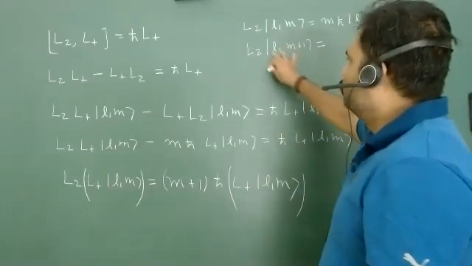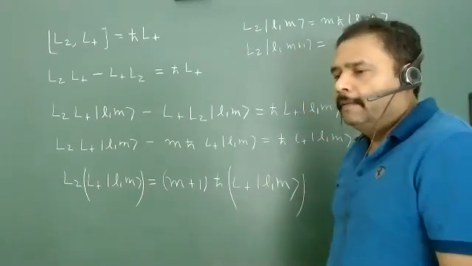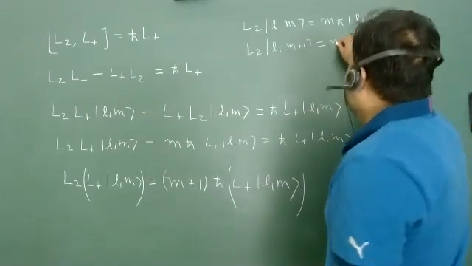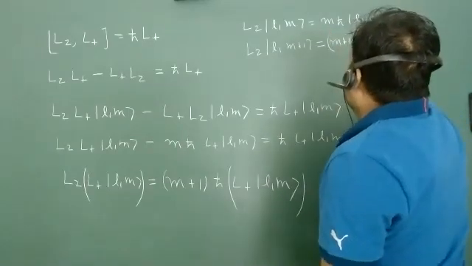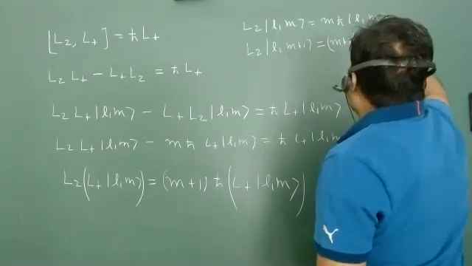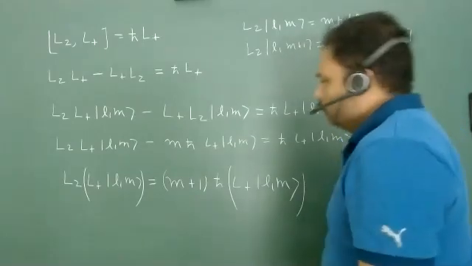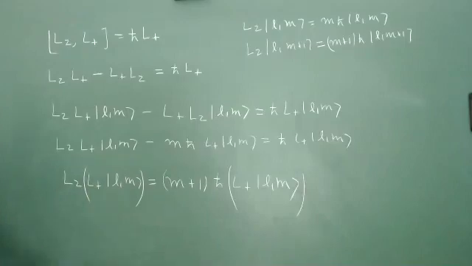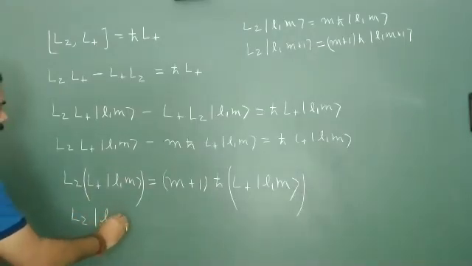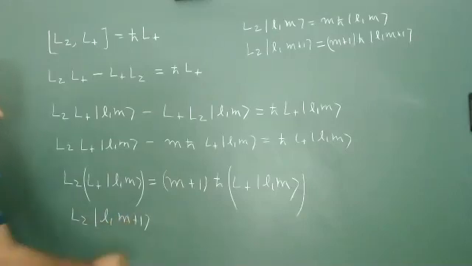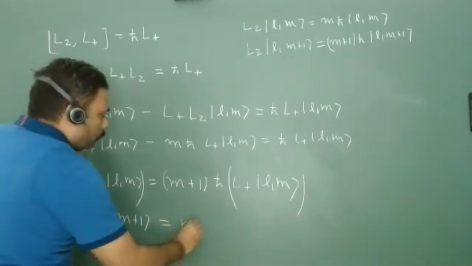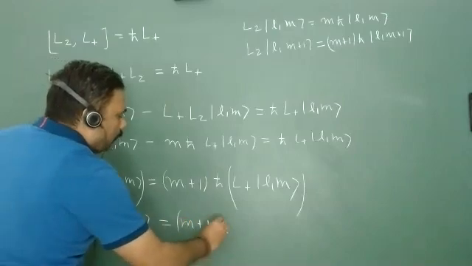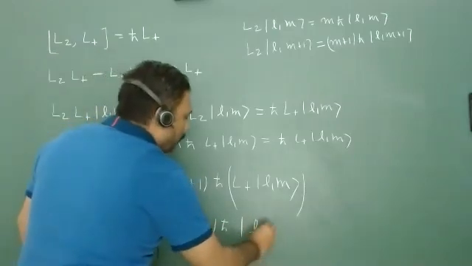If I operate this on this ket, what will I get? ħ(m+1)... Very good. Now let's use this relation to identify what L+|l,m⟩ is. If I write Lz L+|l,m⟩, it must be equal to (m+1)ħ L+|l,m⟩.